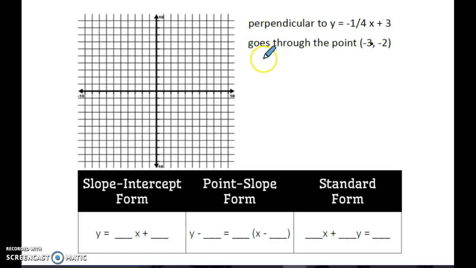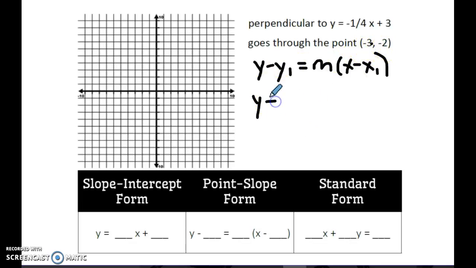So to write the equation of the line that's perpendicular to this, you need to use point slope form, which looks like this. So it's y minus the y of the point equals the slope, which is m, x minus the x of the point. So you substitute in the information that they've given you. They've given you the y of the point that this line has to go through. So y minus negative 2 is the same as y plus 2.